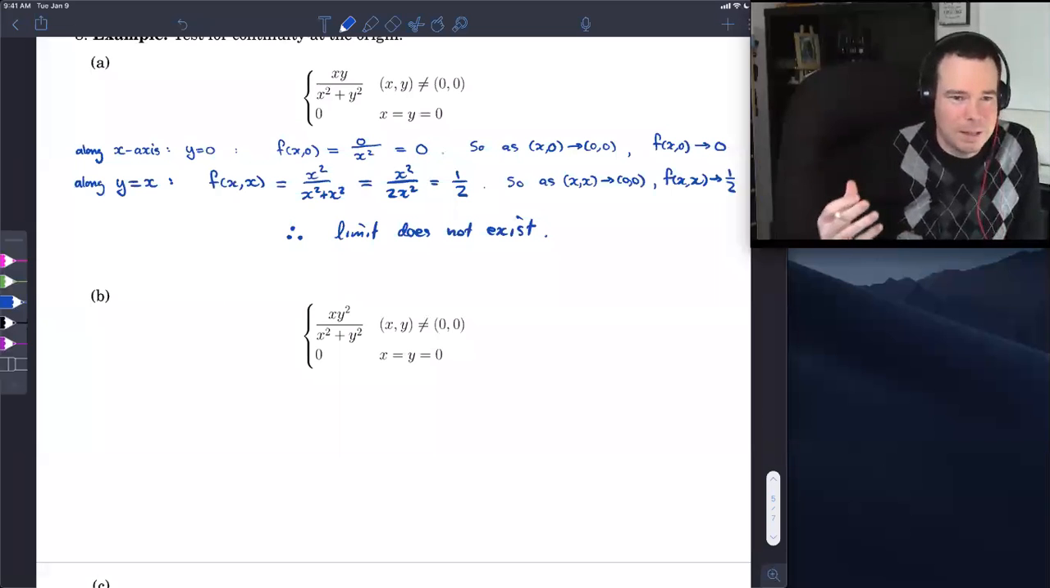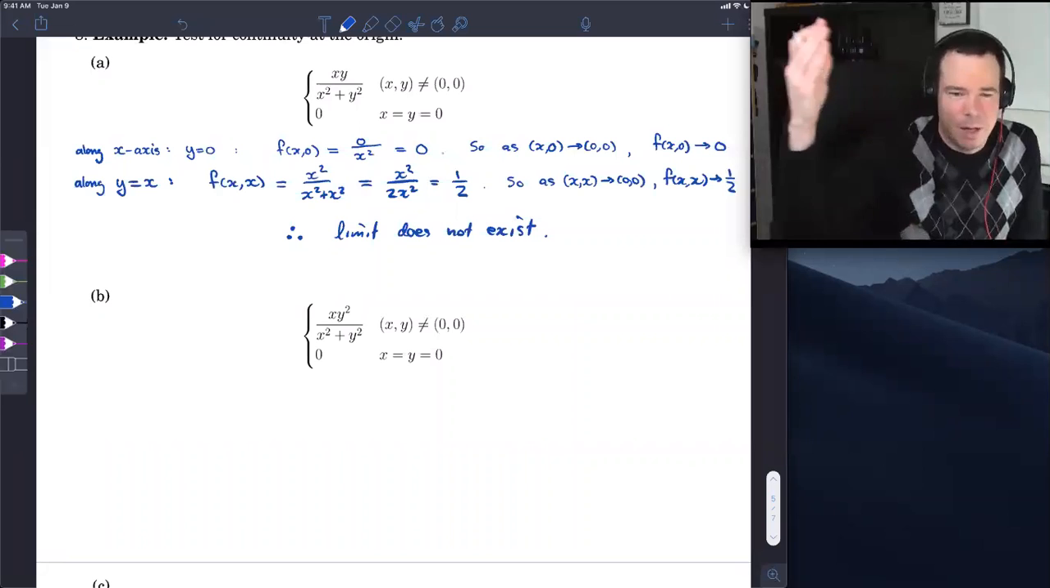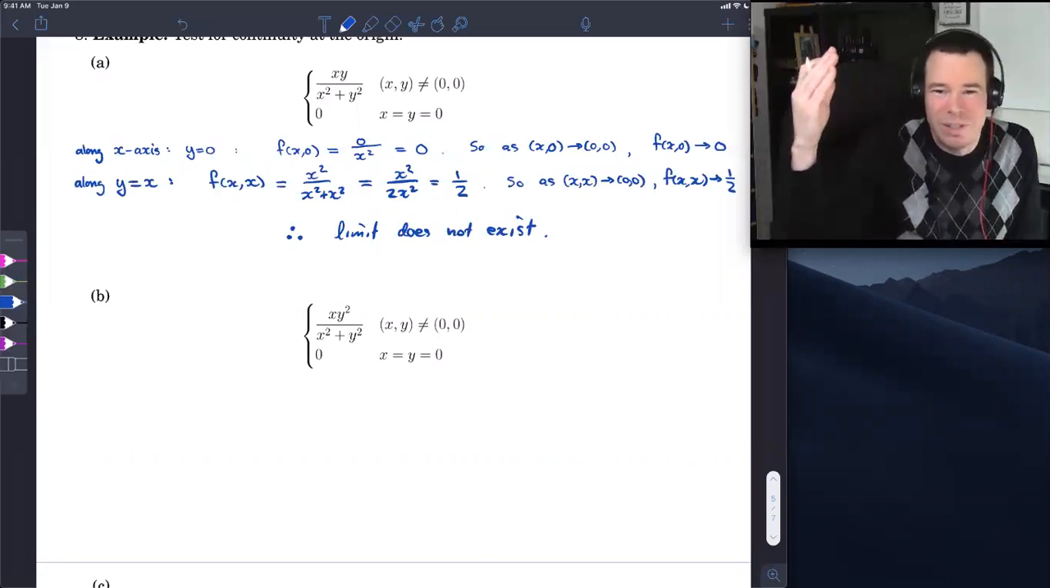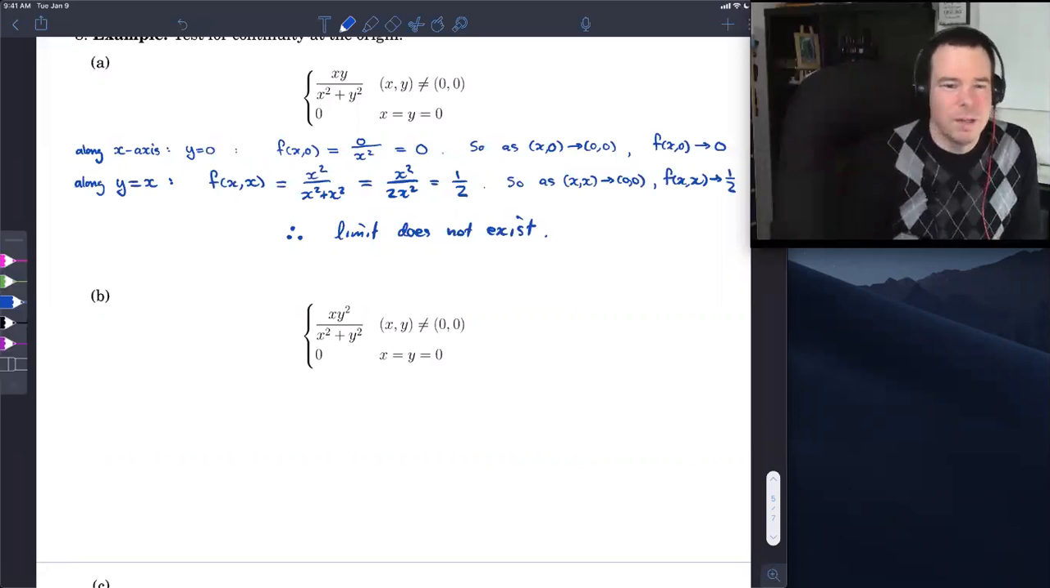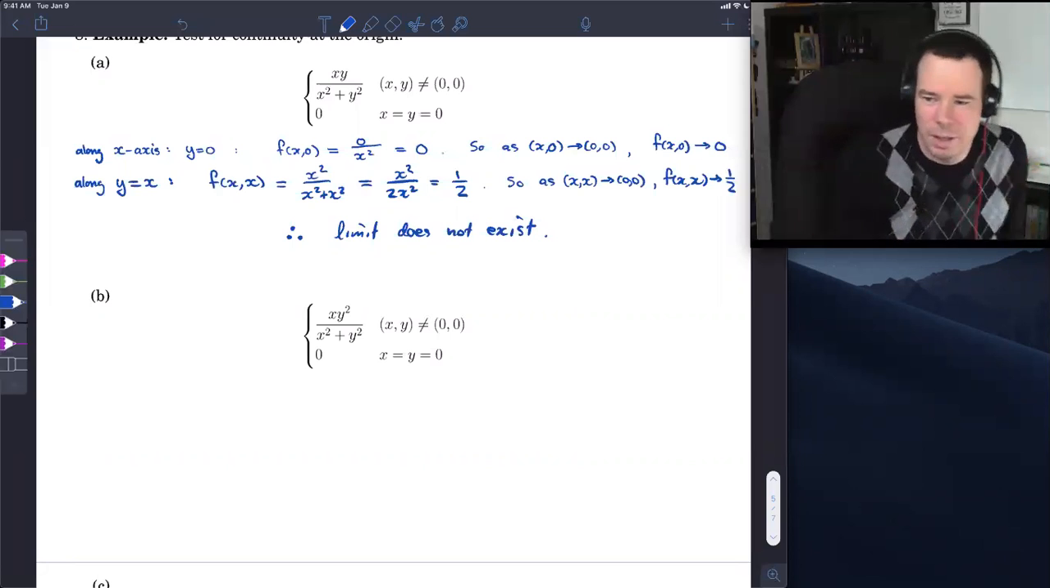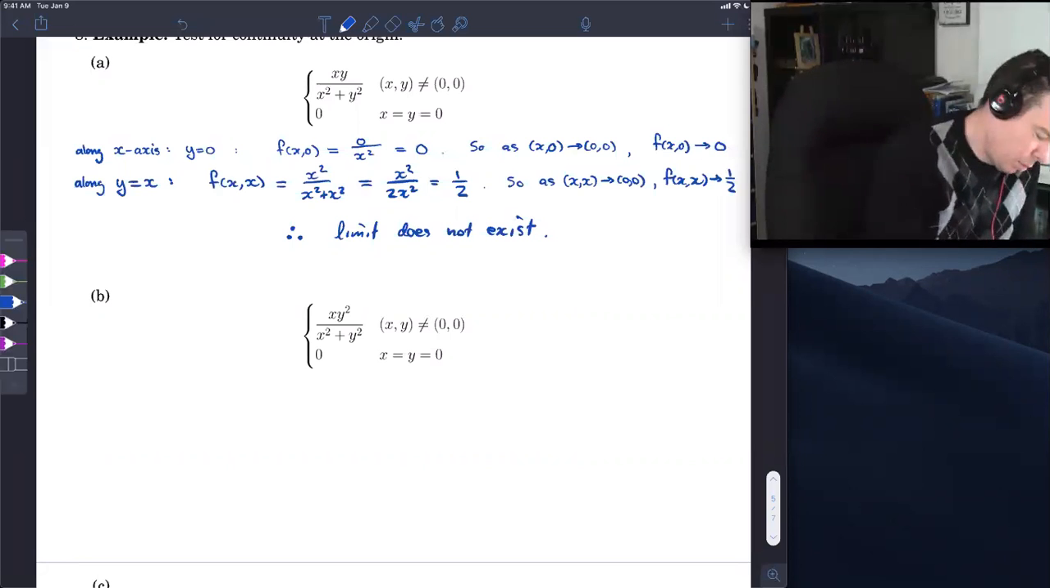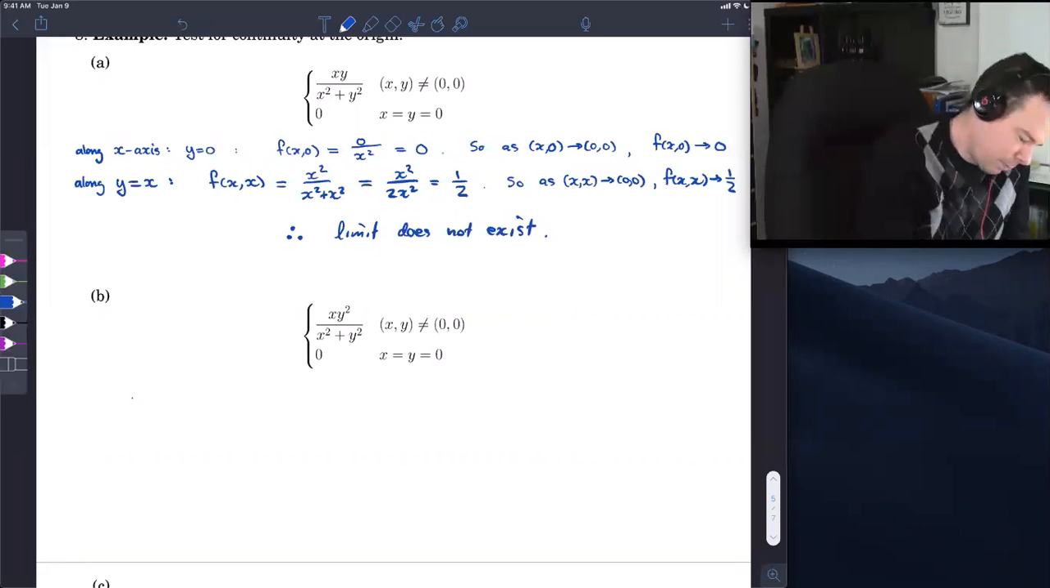I expect the fact that I've got a higher power up top to make it go to 0 faster than the bottom. And so maybe I expect this thing to go to 0. These are the kinds of things you can start to play around with as you do examples. To make it precise, though, we've got to go with the following.